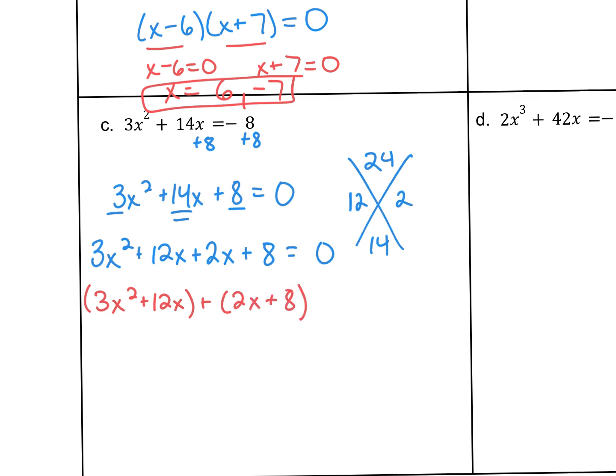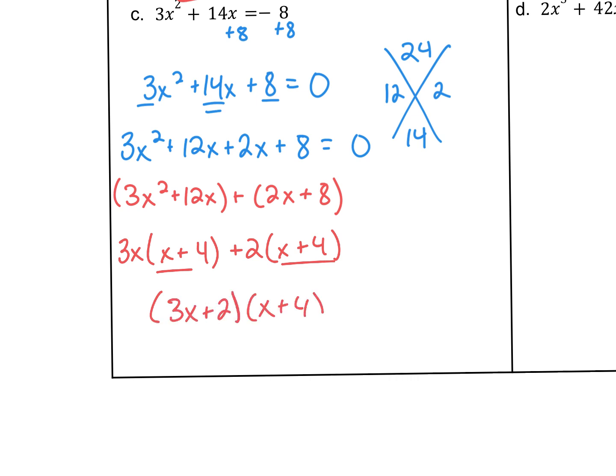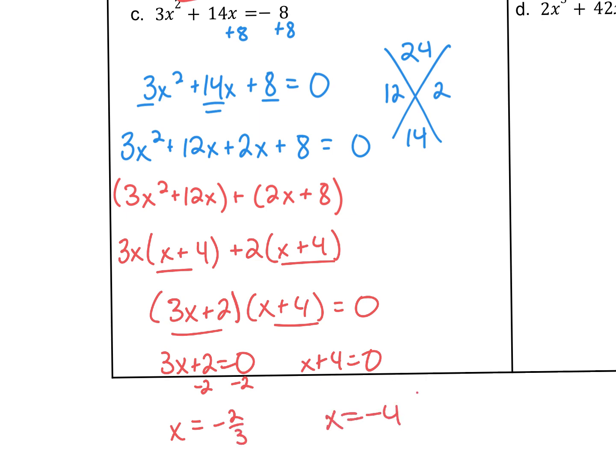What do 3x squared and 12x both have? 3x. When I take that out, I get x plus 4. What did 2x and 8 both have? 2. When I take that out, I get x plus 4. Perfect. Factors are my outsides together, my insides, and I break them apart and set them both equal to 0. And solve. So x is going to be negative 2/3 and negative 4.